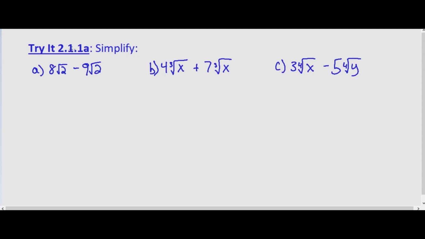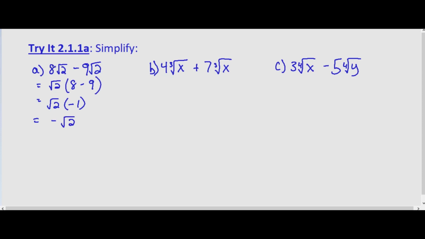What I'm going to do is add in just one extra step here to see what we're actually doing. With part A, we have 8 times the square root of 2 minus 9 times the square root of 2. So if we factor out a square root of 2 from both of them, we're left with 8 minus 9. If we redistributed that square root of 2, we would end up with 8 times the square root of 2 minus 9 times the square root of 2. So that equals the square root of 2 times negative 1, or the negative square root of 2.